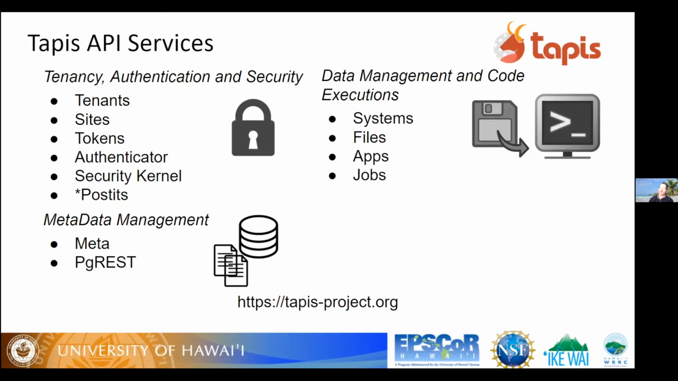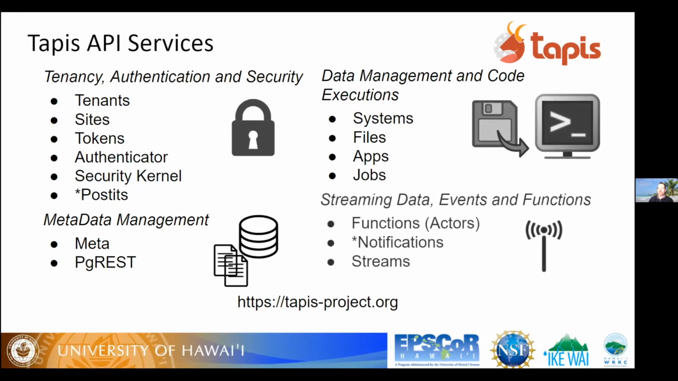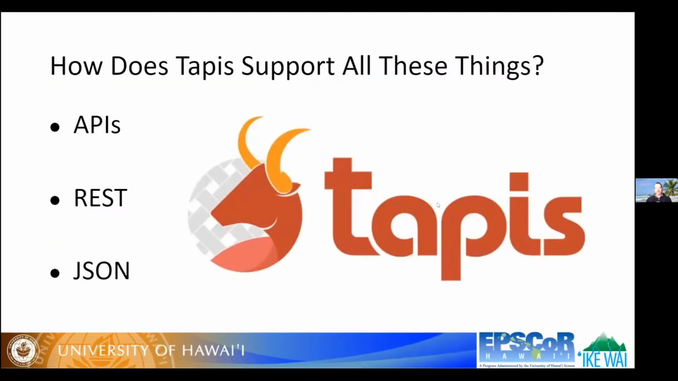Moving files around, registering software applications, and running jobs and managing those jobs. And then finally, the stuff we're going to cover today has to do with some of the streaming data and events functions, as well as actors. So we'll talk a little bit more about that. If you're interested in more, you can go to tapis-project.org to see a little bit more about the framework.